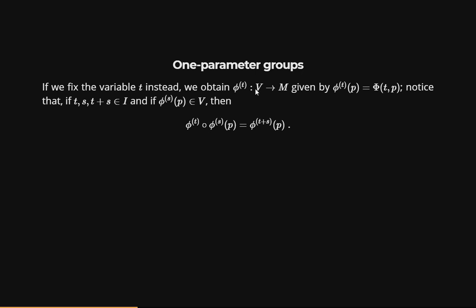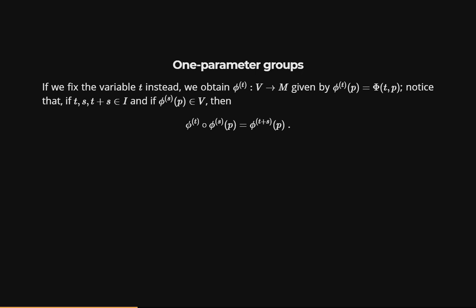And this weird relation happens. If you apply phi with t to phi with s of p, it's like applying phi with t plus s of p, if everything is defined, obviously. If t, s, and t plus s are inside our time interval, and if phi with s of p is inside our set of definition. But if everything is defined, it works. So applying one function after the other is like applying a single function with the sum of the times.